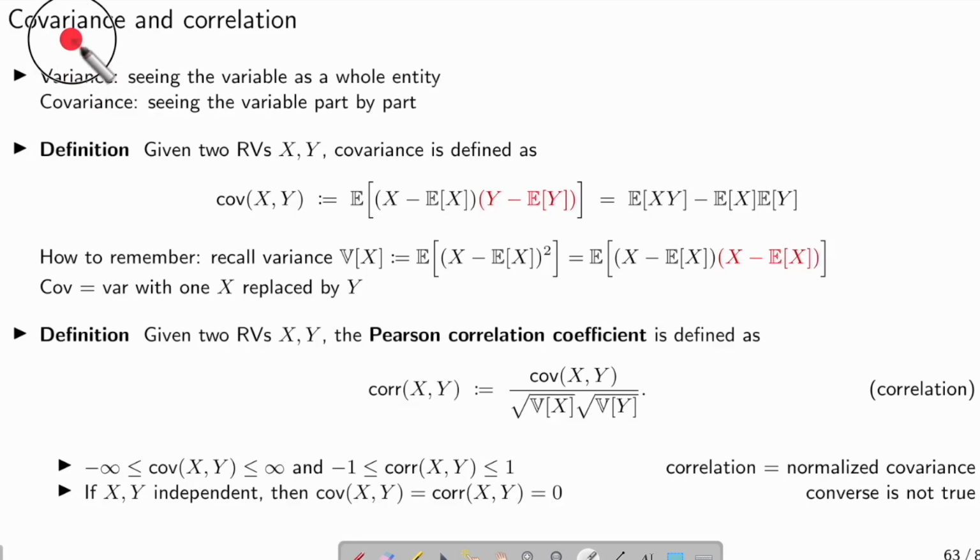So now we'll talk about covariance. The variance of a random variable x is the expected value of a function of x, where this function is (x minus the expected value of x) whole thing squared. Okay, so this is variance.